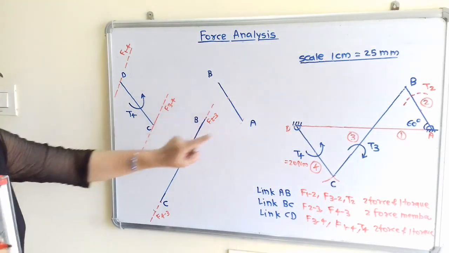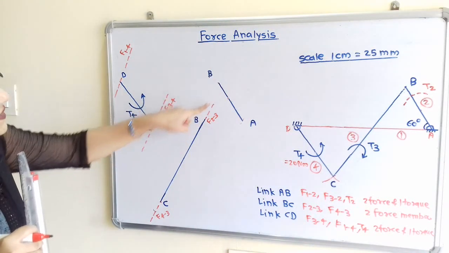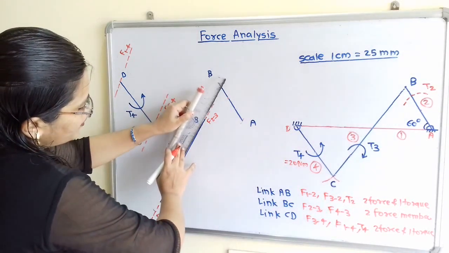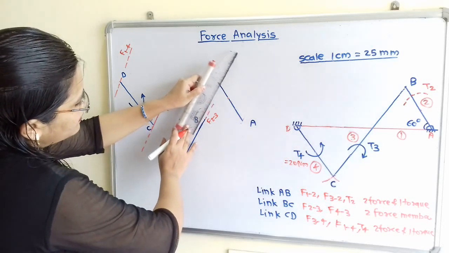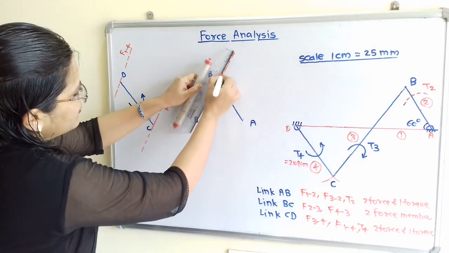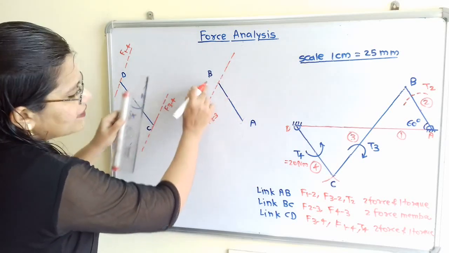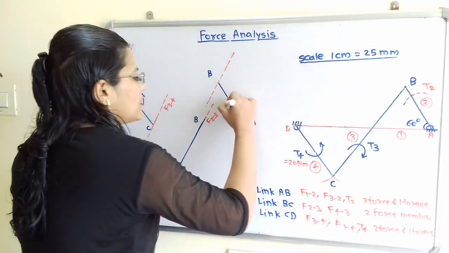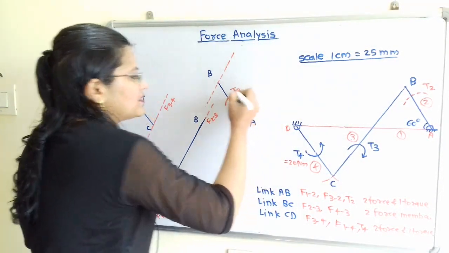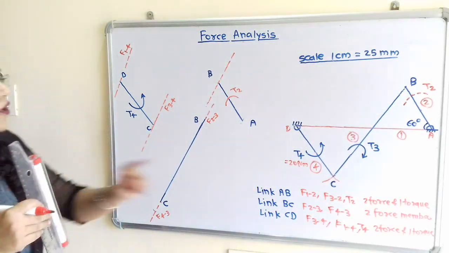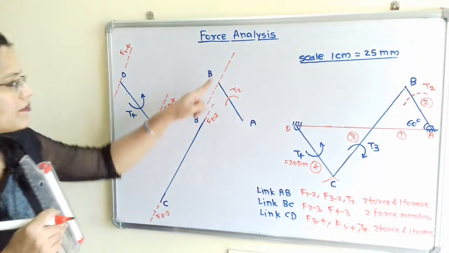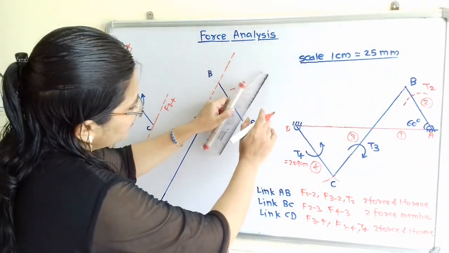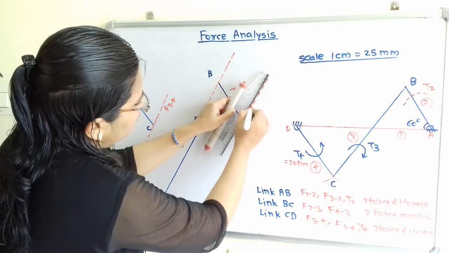Now for this link AB, we have to show the same line of action of force passing through the point B. So through this point B, we will take one line parallel to this and draw this line. Now if we observe this link AB, it is a 2 force and 1 torque member. So here T2 torque is to be applied, but we don't know its direction as well as magnitude. But what is the rule for this 2 force and 1 torque member? The lines of action of forces should be parallel to each other. So we have to show here this line of action of force.